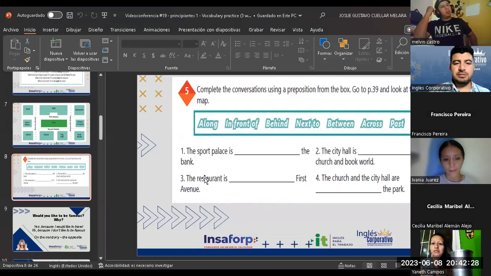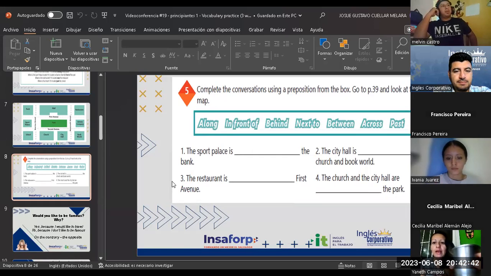You select one of these. Vamos a comenzar con Jackie. Select one of these sentences and I'm going to show you the picture. Te enseño la imagen. What number, Jackie? Number three. The restaurant. First Avenue. Restaurant is first.